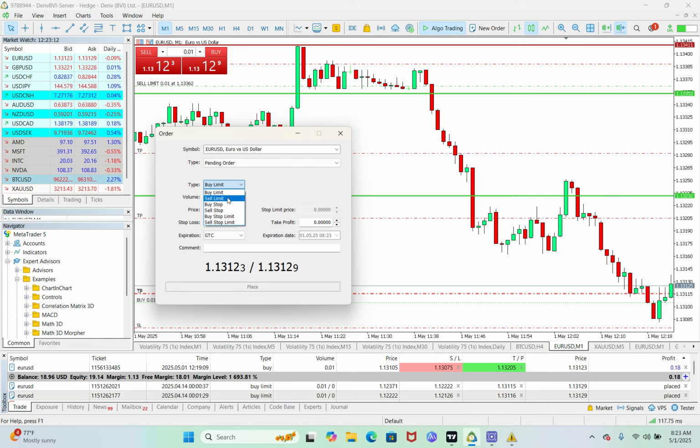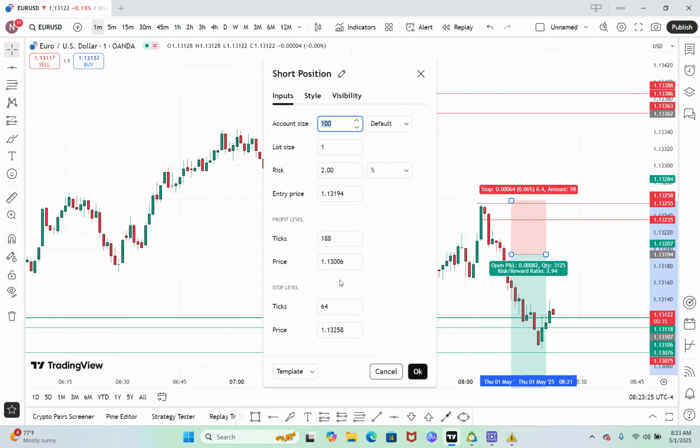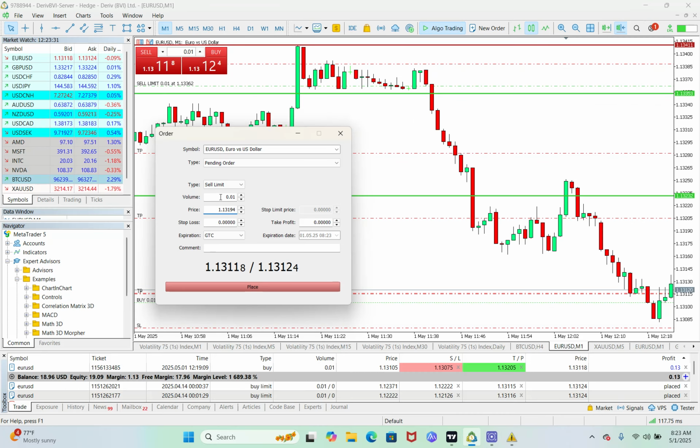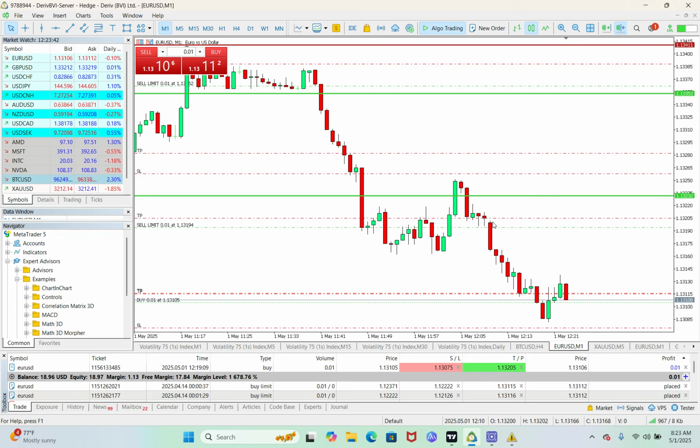And we're using a micro lot, 0.01 lot size, 1.3194. Stop loss 1.3258. Right, so we're going to place this because the market is close to this area, coming back to this area, pushing down. So this is the trade right here.